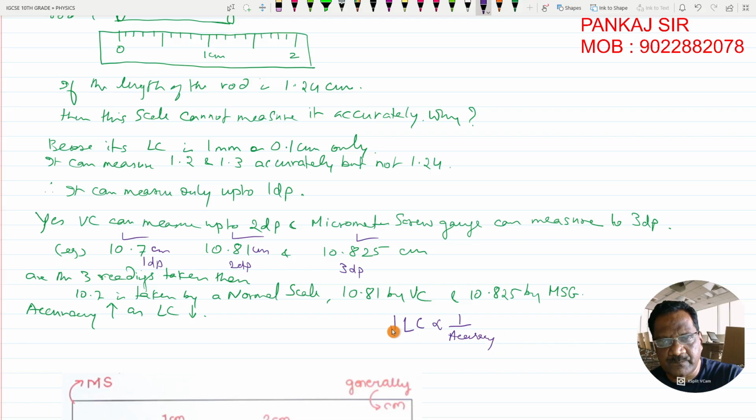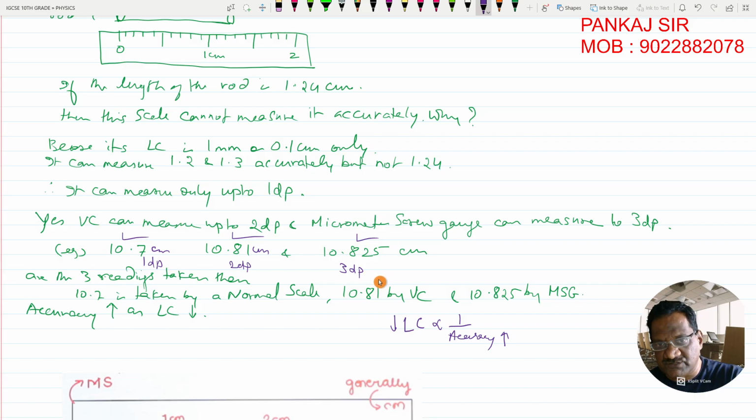As the least count decreases, the accuracy increases. So 10.7 is the measurement taken by maybe your normal scale. 10.81 centimeter is the reading that you must have got of the same object, but this time using a vernier scale or vernier caliper. And 10.825 is a more accurate reading which you must have got using a micrometer screw gauge.